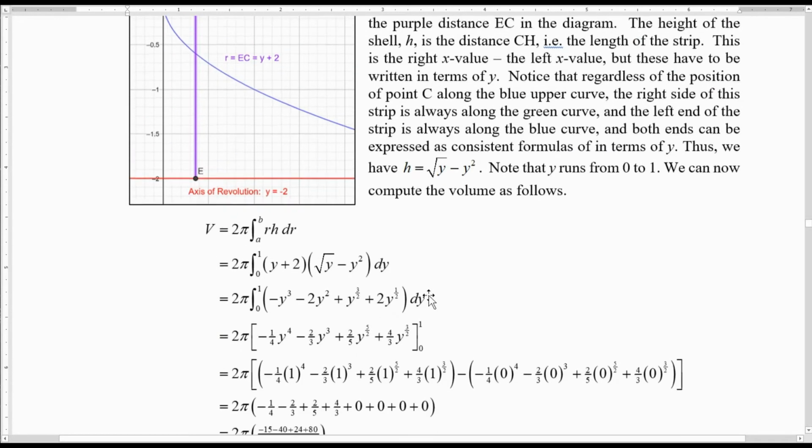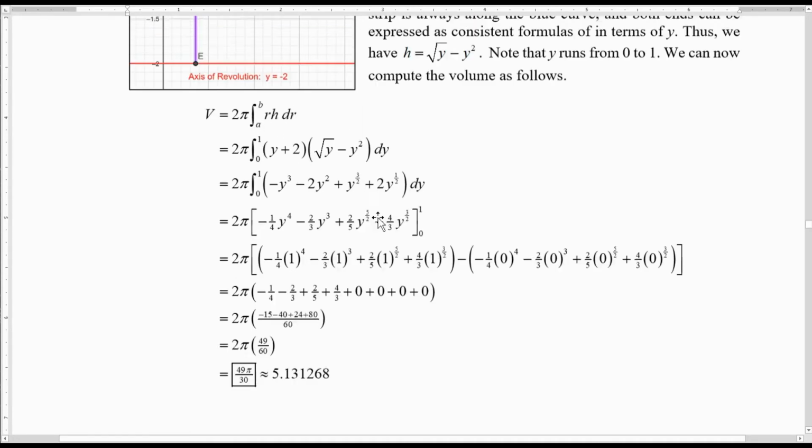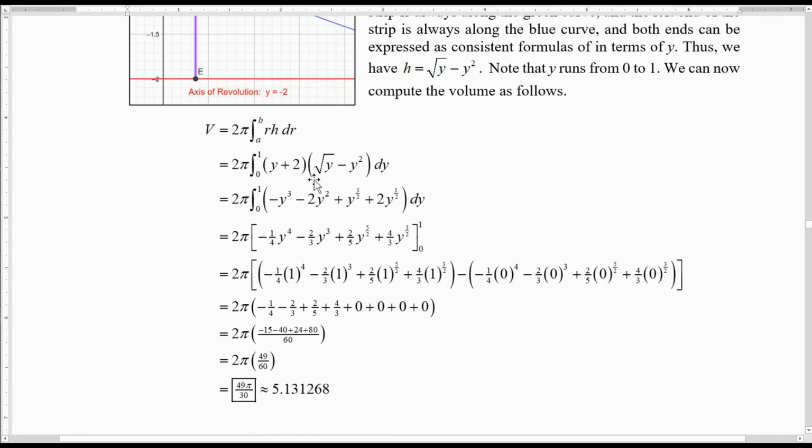Okay, and so here's our integral. It's 2 pi times the radius times the height times the derivative, the dr for the thickness. The thickness is dy. H we said was square root of y minus y squared, and r we said was y plus 2. And then we have our 2 pi out there. Okay, so again, you want to think of this as 2 pi r is the circumference times the height times the thickness, is the easiest way to remember that formula. All right, so now we have it. We just got to finish working it out now.